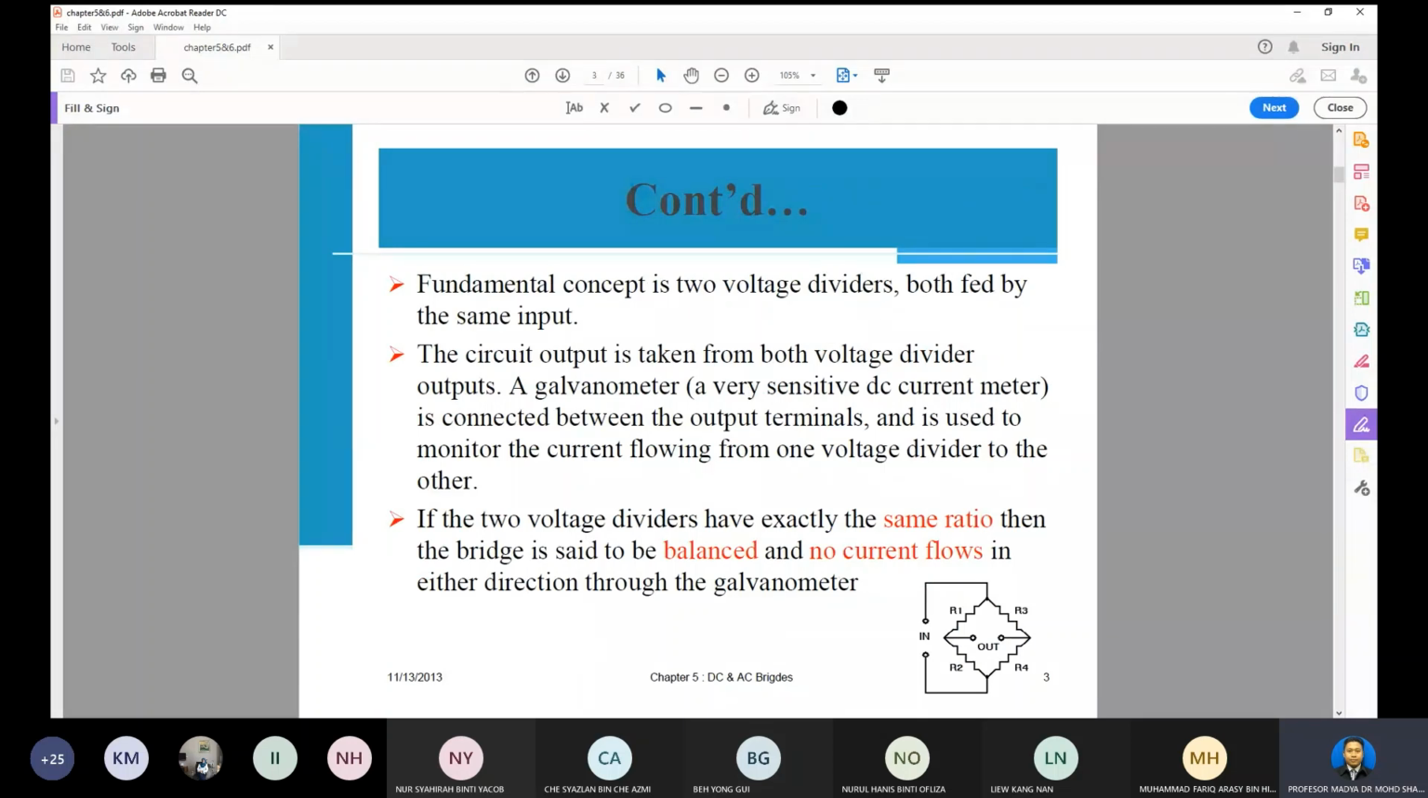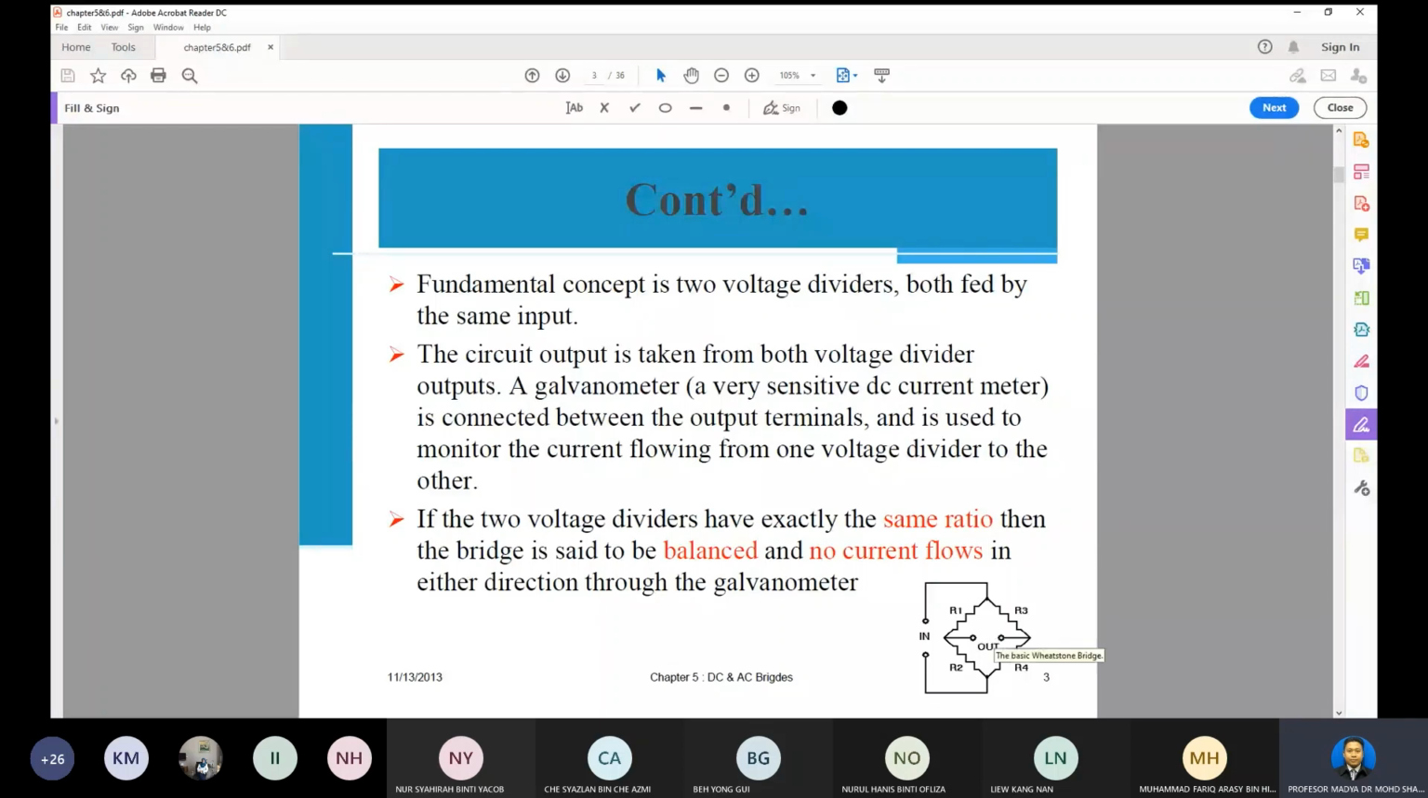All right, so the fundamental concept is two voltage dividers, both fed by the same input. You can see this on this circuit, the Wheatstone bridge here. The circuit output is taken from both voltage divider outputs, and then the galvanometer, a very sensitive DC current meter, is connected between the output terminals. We put the galvanometer to measure the current. If unbalanced, the galvanometer will show a current value.